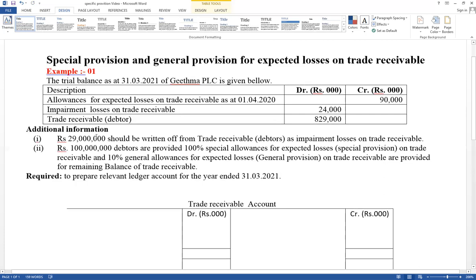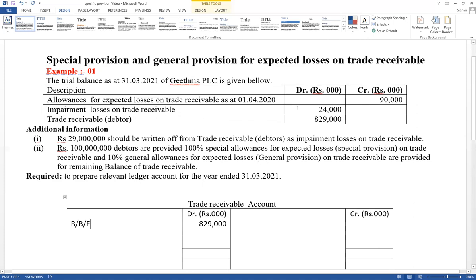Right, from the beginning, take the balances available in the trial balance. In the trial balance, the trade receivable account balance has been given as 829,000. That value should be included as a balance brought forward. Therefore, trade receivable accounts, 829,000 as a balance brought forward.